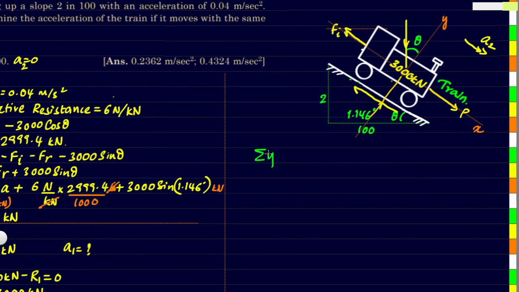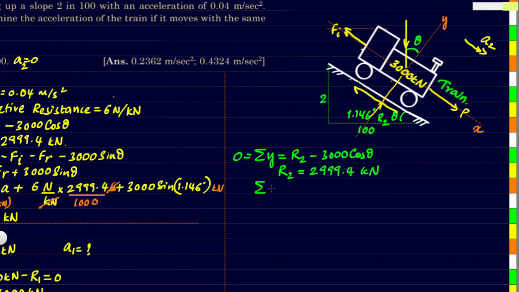First again we will take all the y components. Let us say the reaction is R2 here. So R2 will be in upward direction and the component of 3000 will be opposite to it. Because this total is equal to 0, we will get the value of R2 as 3000 into cos theta, which will come out as 2999.4 in kilonewtons.